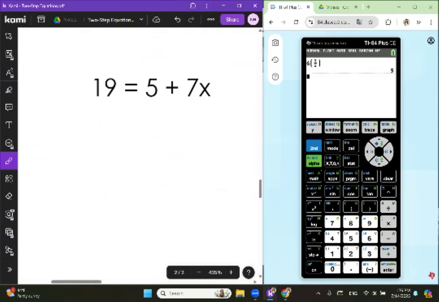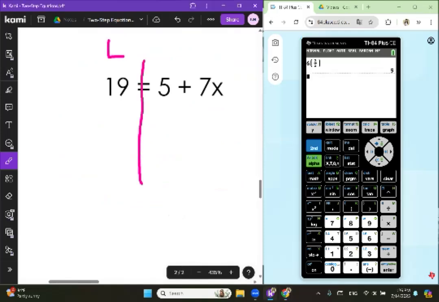Number 9. Draw your line, separate the sides. X is on the right, numbers move to the left. Between 5 and 7, you want to move the 5. You see this plus sign, but this plus sign belongs to the 7. This is a positive 5, meaning plus 5. Plus 5 changes to minus 5.